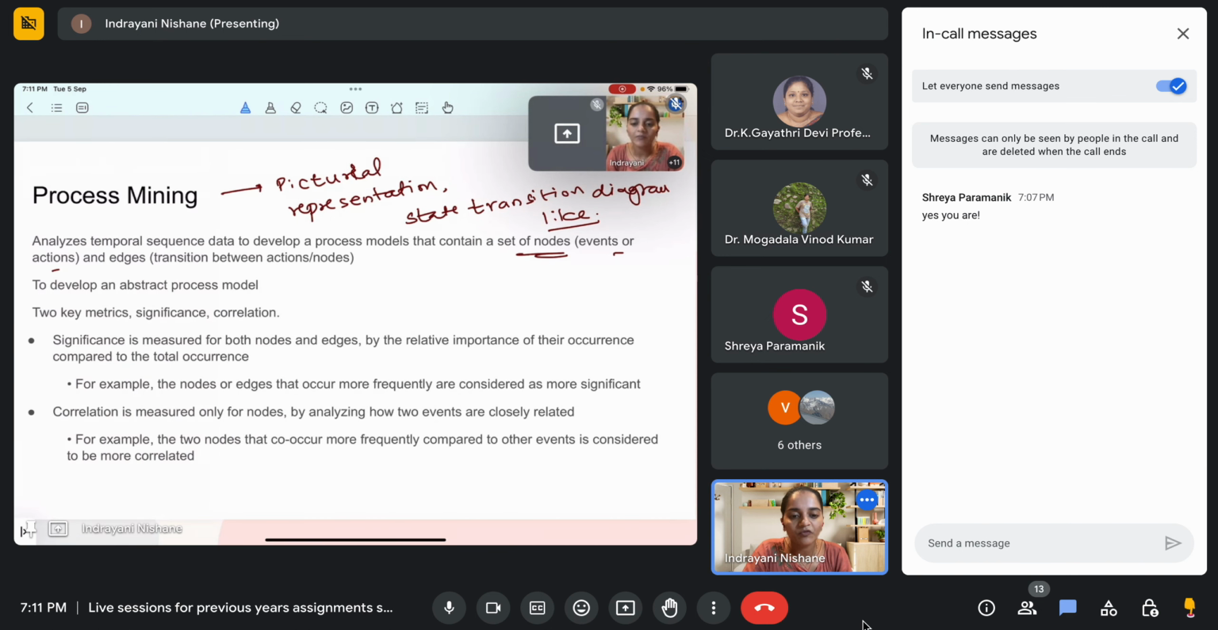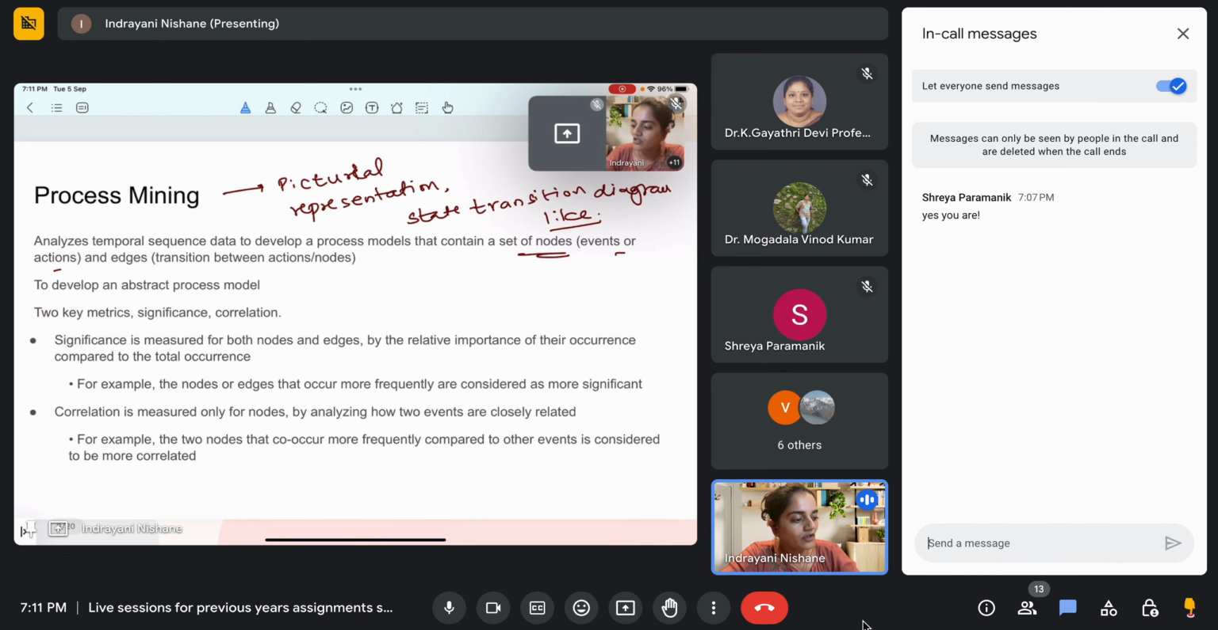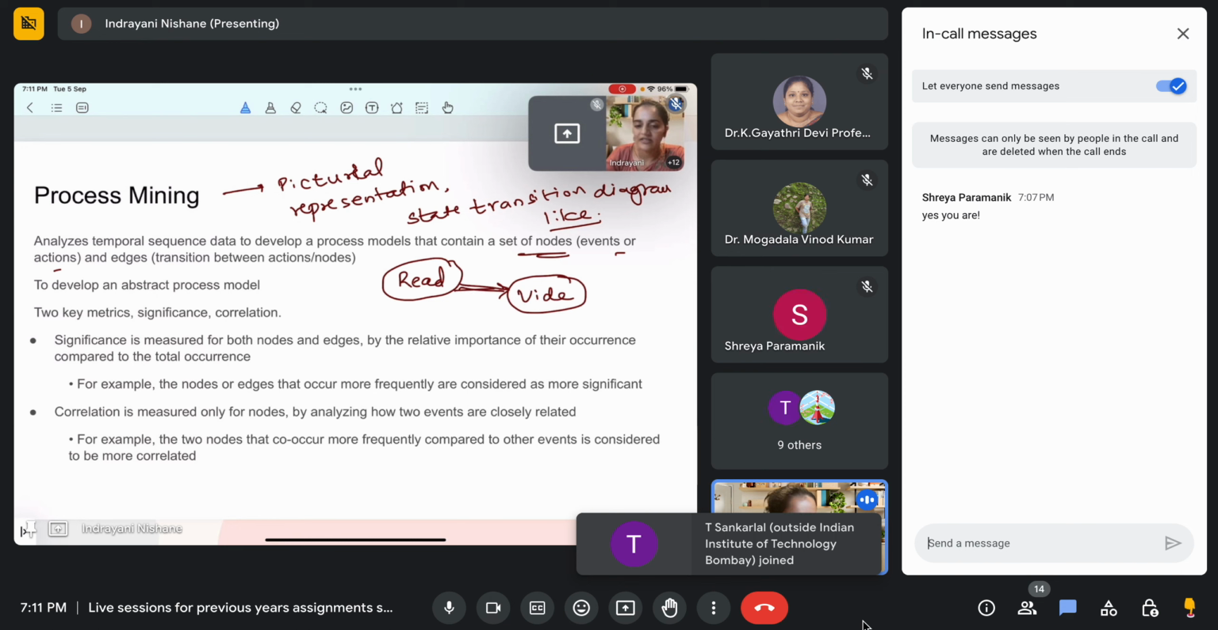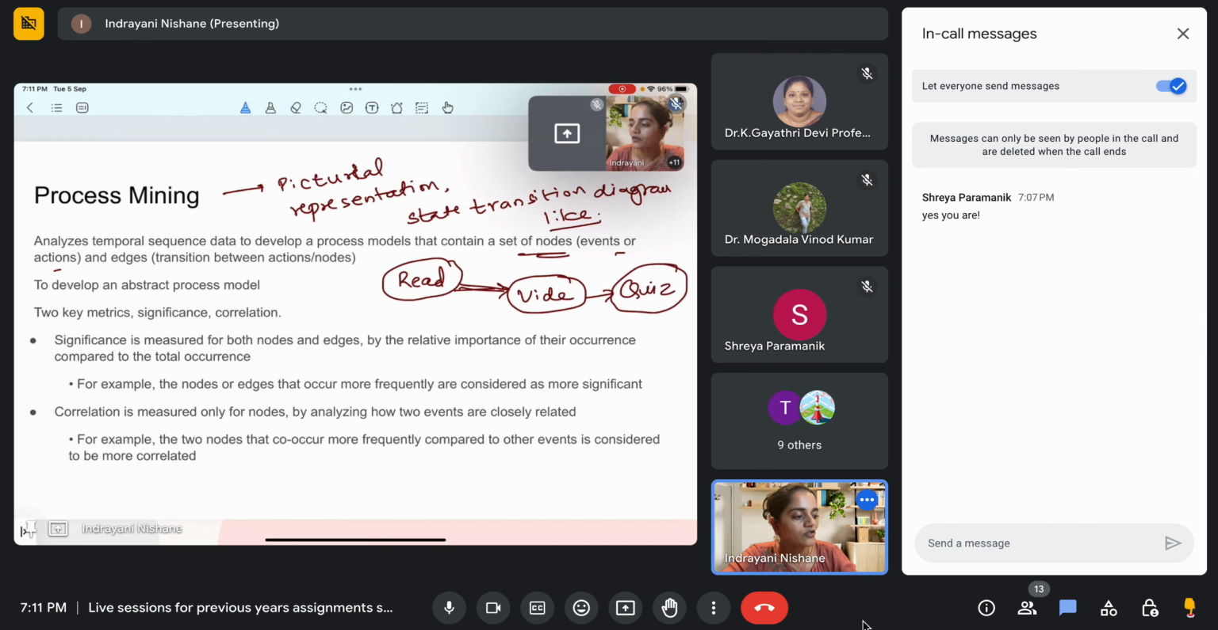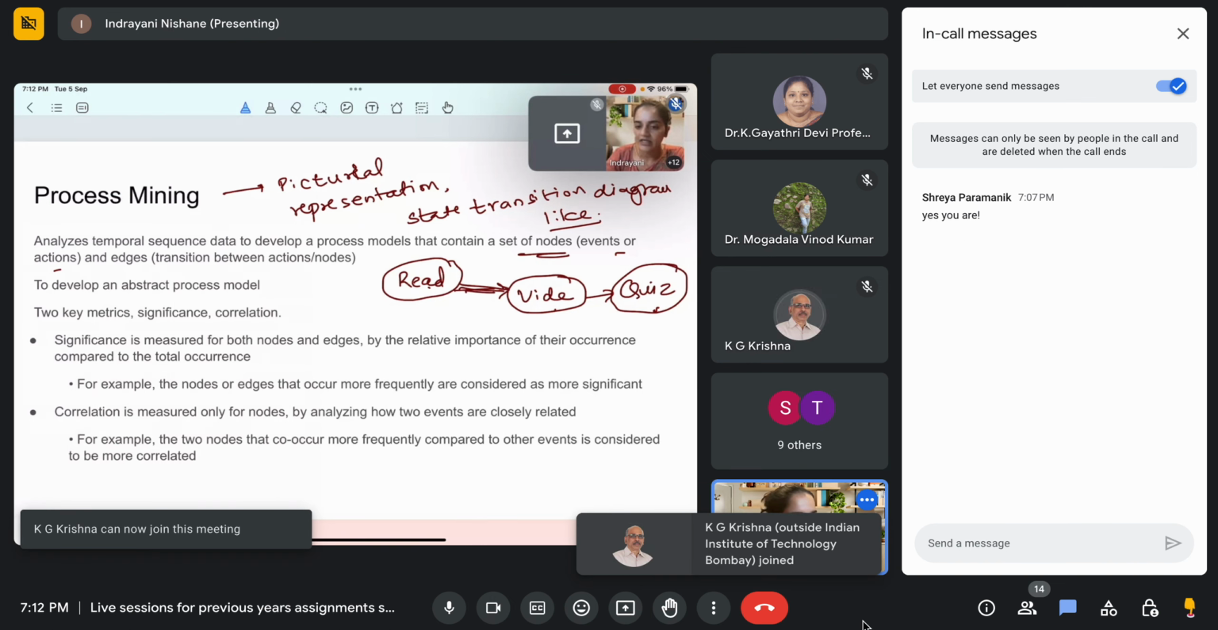So if a learner is performing a read action, and after reading they go to watch the video, and after video watching they answer the quiz, then one node will be read, then after reading they are video watching. So this edge is the transition from read to video watching, and from video watching it will go to quiz. So these are the nodes which correspond to the actions performed, and the edge is the transition between the actions.